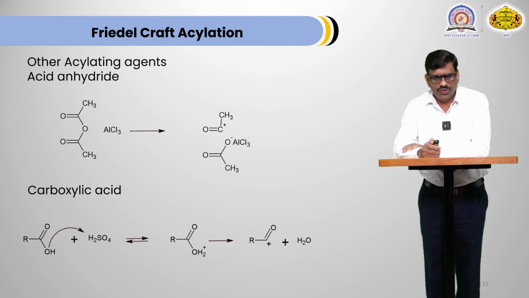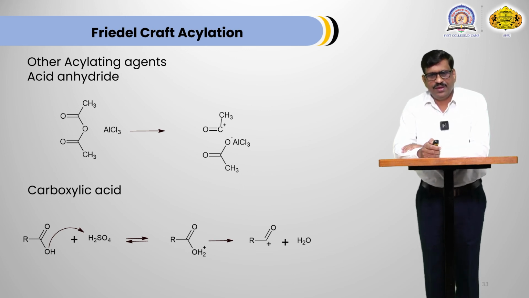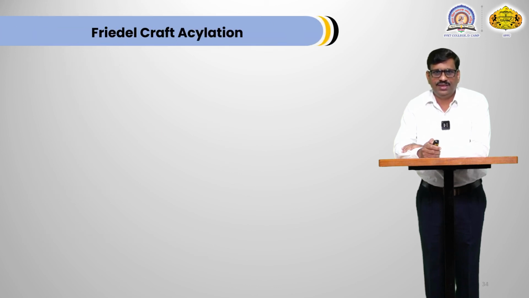From carboxylic acid also we can generate that acylinium ion. RCOOH is the general formula of the carboxylic acid. The OH group of that carboxylic acid undergoes protonation. OH is converted to OH2 positive. OH2 positive is a very good leaving group, that's why it leaves the molecule and there is formation of acylinium ion, and that can be used for further reaction. Hence acid anhydride or carboxylic acid can be used as a reagent for Friedel-Crafts acylation reaction.